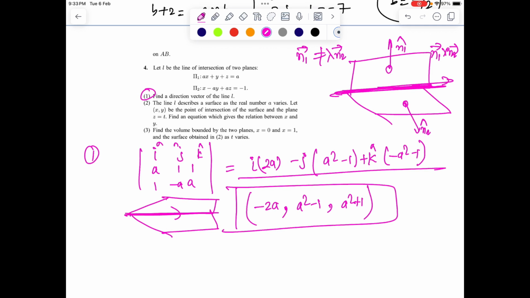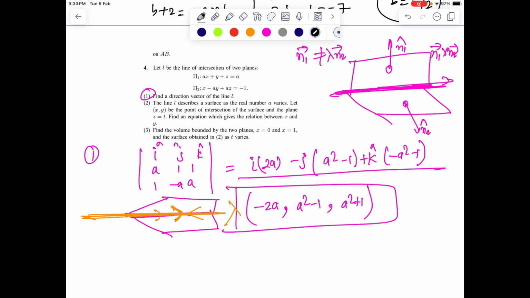or with any lambda. So this is fundamentally the direction of the line of intersection of these two planes. We can quote the direction in any form, or maybe even multiply the magnitude by lambda. It still gives the same feeling of direction.